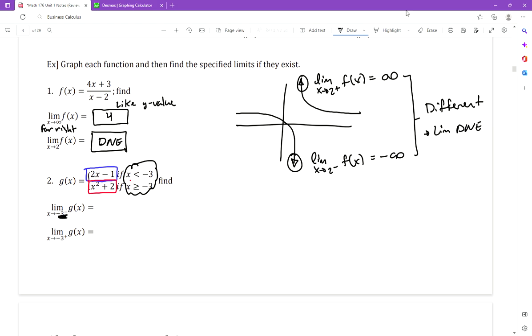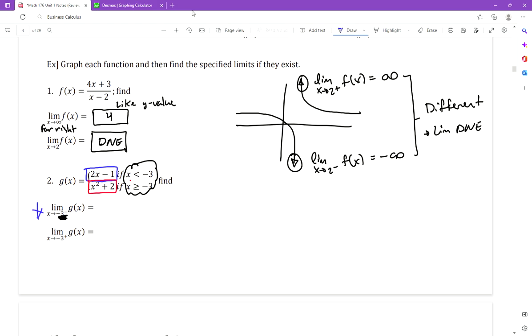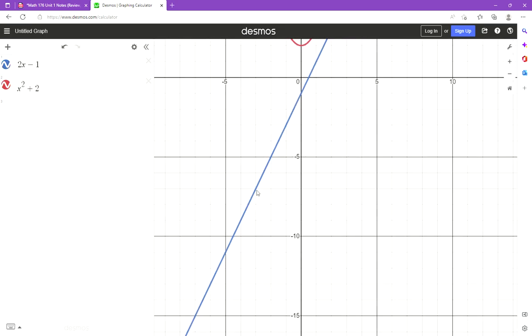So this is -3 from the left. That's the blue graph is what we would want to focus on. Okay, so let's star that. So -3 from the left, because that's what this is saying. So this is x is less than -3, so that means it's left of -3. Okay, so that means I want to look at the blue graph and really just find where x is -3. Okay, so here's my blue graph, x -3, and it's right here. That's it. Okay, so it's -7 is the y coordinate. So that is that limit.